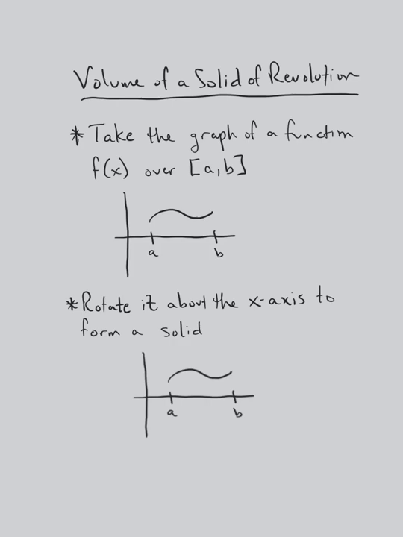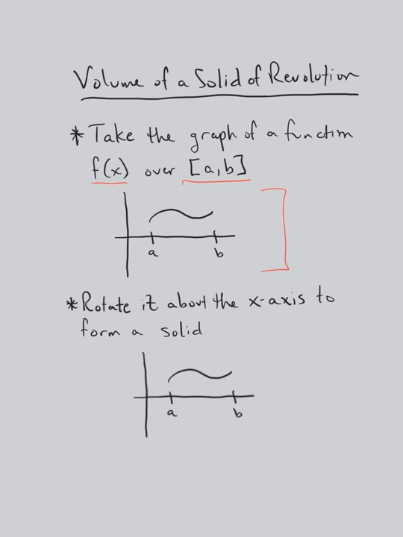All right, so what we want to talk about is what's called the volume of a solid of revolution. This seems a little bit strange, but it's actually how a lot of objects are formed, especially in manufacturing. So what we do is we start out with a function over some interval, a to b, and so we might have something that looks like this.